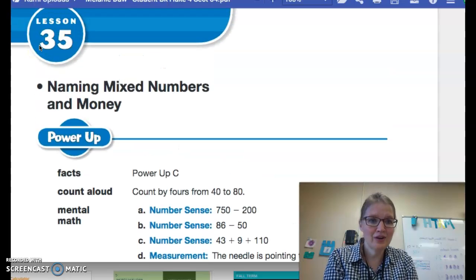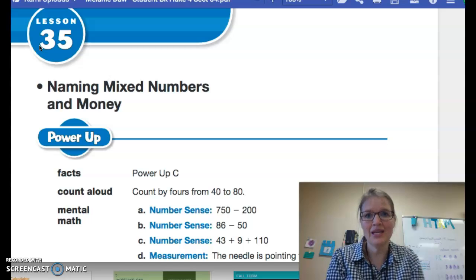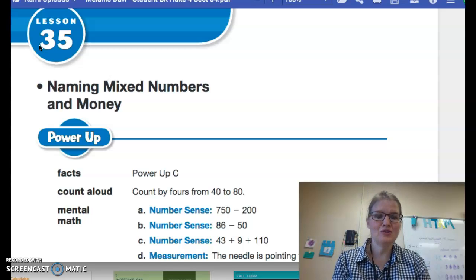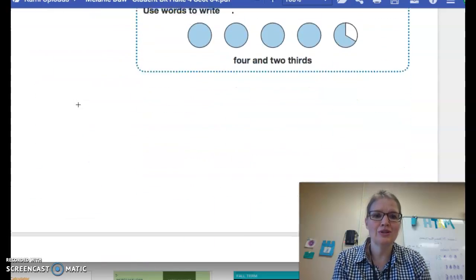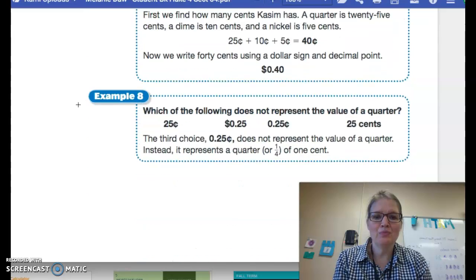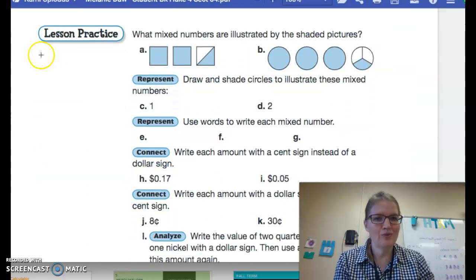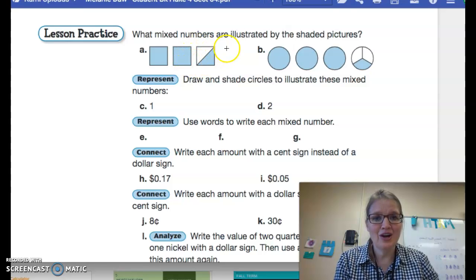Hi, today we are doing the practice set for lesson 35, naming mixed numbers and money. Now you do not have this in your journal, so you will need to have a blank sheet of paper or a lined sheet to do this. The practice set, I'm going to just do it right here with what's on our book.